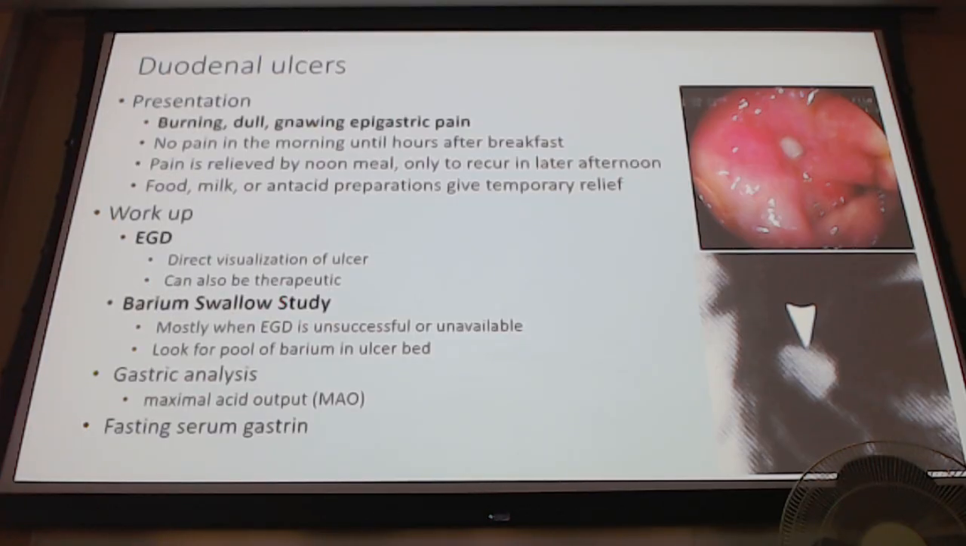We can do what's called a maximum acid output. This is normally done by GI, so I'm not familiar with it, but it basically just does a gastric analysis. When we do the EGD, we can take samples of the gastric acid and see what their acid levels are. Okay, and again, getting that fasting serum gastrin level for Zollinger-Ellison syndrome.